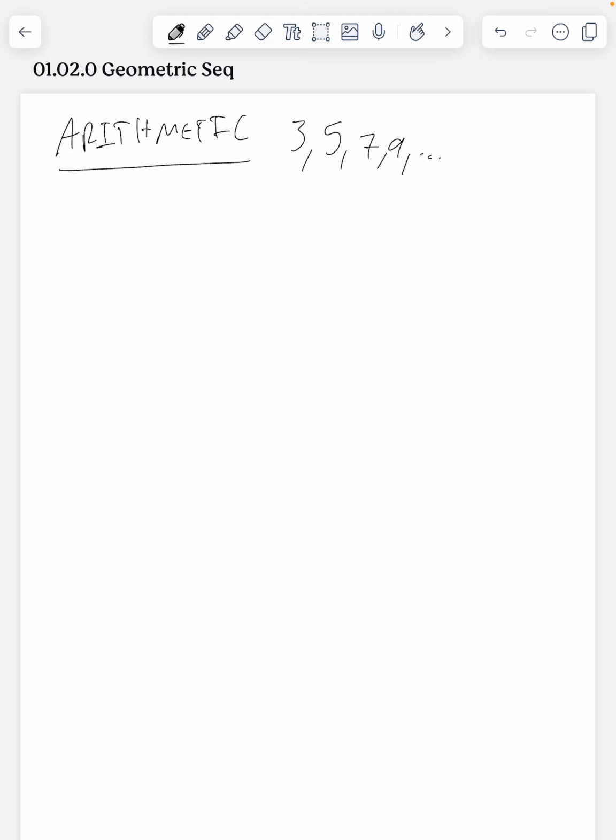So the important things are the first term, which they like to call u1 in IB. So u1 here is 3, and then d, the common difference, in this case is 2, because we're adding 2 every time we get to the next term. And the first thing that we learned was to figure out the formula for un. This is in your formula booklet. It's just u1 plus n minus 1 times d.